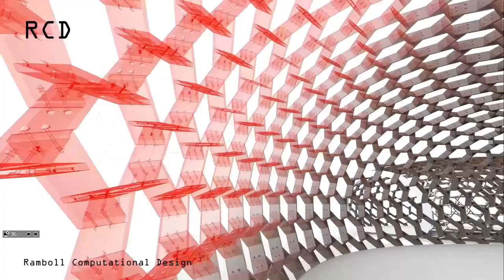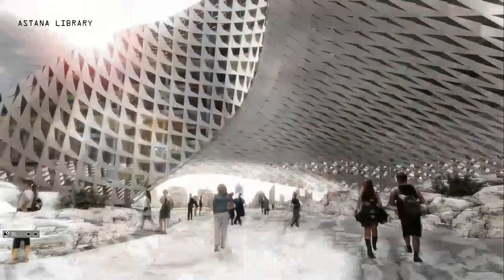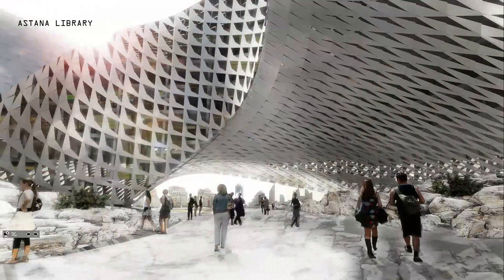So that was pretty much the last thing I worked on at ARIP. And then I got asked to come to Ramboll in order to take over leadership of Ramboll Computational Design. RCD is something that has existed for quite a while. It was set up in 2011, I think, in order to deal with some of the geometric complexity of the Astana Library project, another project by BIG.